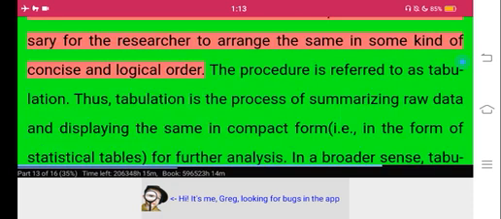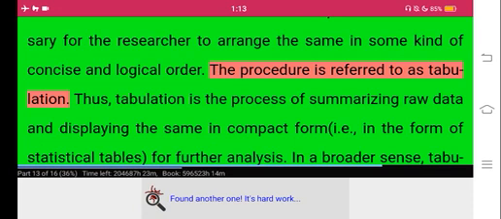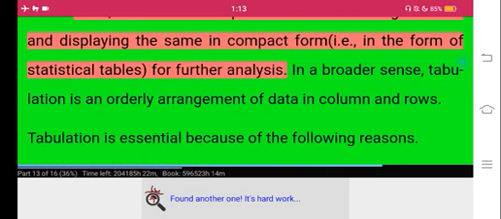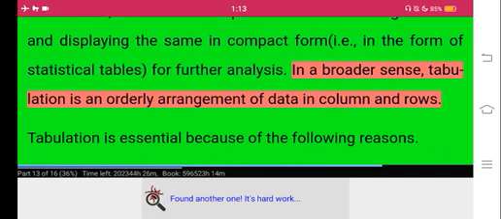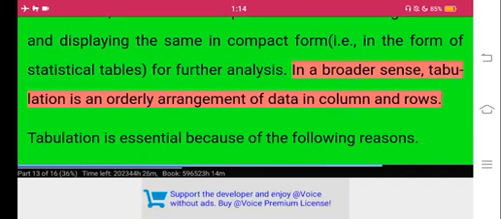Tabulation. When a mass of data has been assembled, it becomes necessary for the researcher to arrange the same in some kind of concise and logical order. The procedure is referred to as tabulation. Thus, tabulation is the process of summarizing raw data and displaying the same in compact form, i.e., in the form of statistical tables for further analysis. In a broader sense, tabulation is an orderly arrangement of data in columns and rows.